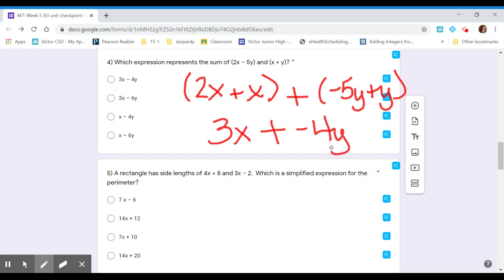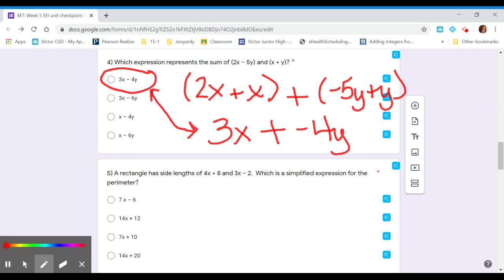That's correct. But if we look at our choices, we're going to have to choose this choice here, the first one, because they write it as 3x minus 4y, which is the same thing. They are the same thing, so we need to recognize that.